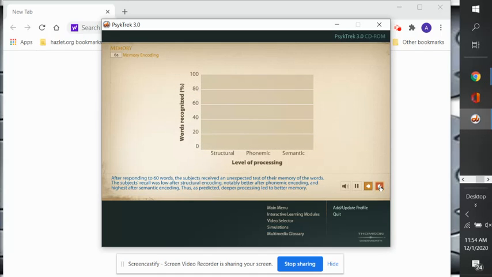After responding to 60 words, the subjects received an unexpected test of their memory of those words. The subject's recall was low after structural encoding, notably better after the phonemic encoding, and highest after semantic encoding. So as predicted, deeper processing led to better memory.